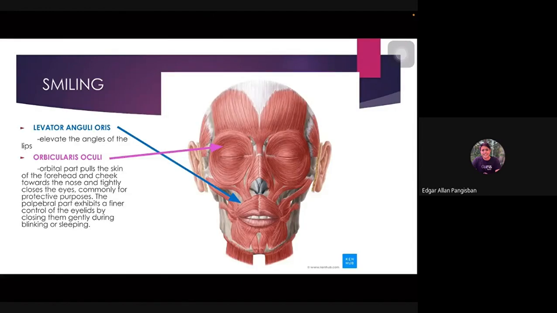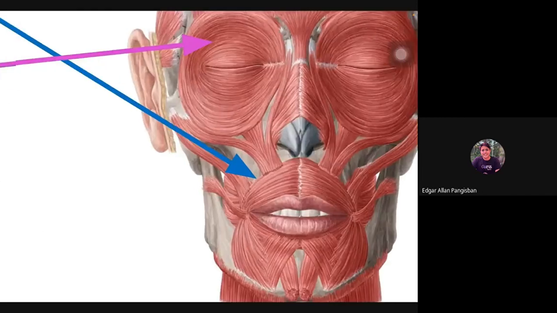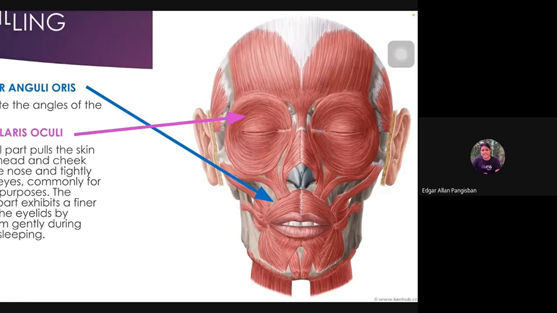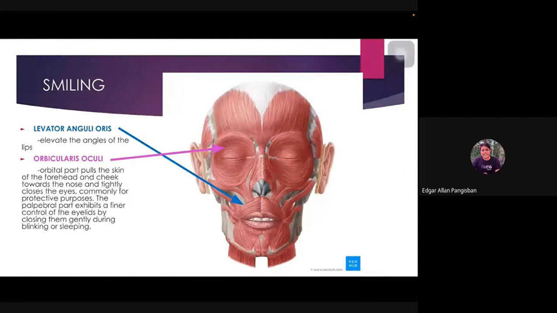Okay, the levator anguli oris, pag ang levator labii superioris, it would pull the lips upward. Okay, ang levator anguli oris naman, it elevates or pull the angle of the lips upward din. Yung location niya is there. Okay, so hindi lang nakalagay dyan, but that is the location of your levator anguli oris. And the last one, responsible for the muscle of smiling, and producing a facial expression, which is smiling, we have your orbicularis oculi. Okay? That's the action ng ating orbicularis oculi.